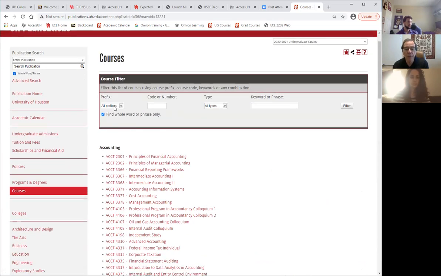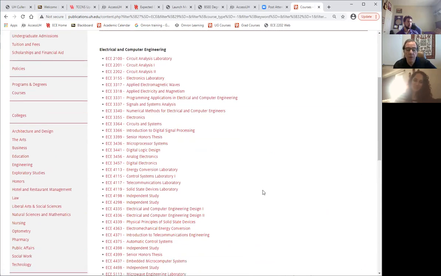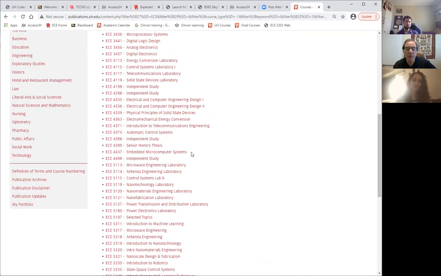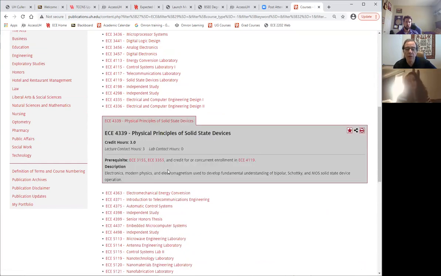This is all prefaces, but if you put in ECE in here and do filter, there's all the ECE courses. And the reason this is important is because it tells you what the prerequisites for everything are. So if you're getting ready to take 4339, there are the prerequisites, okay? And in particular, whether the 1 credit lab associated with that course is required or not, okay?